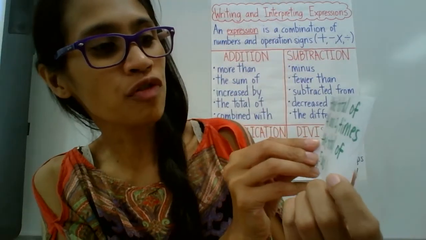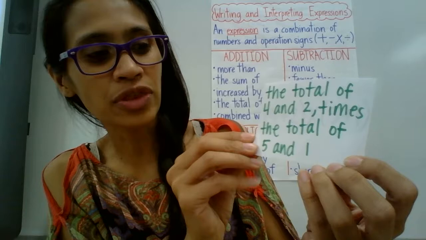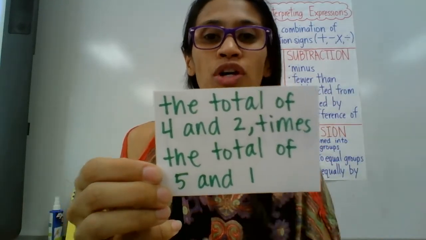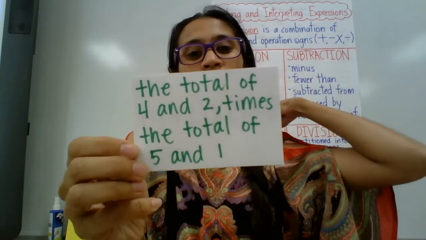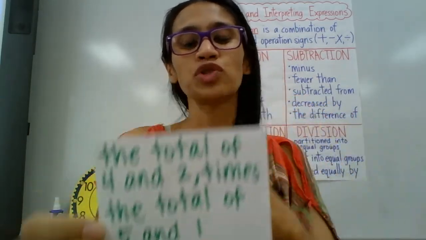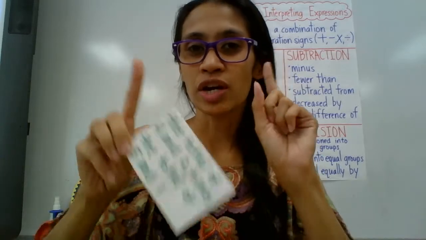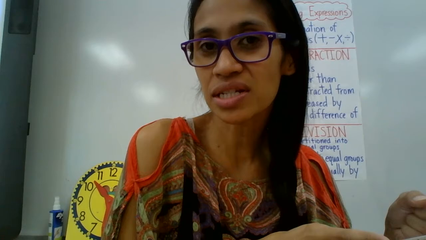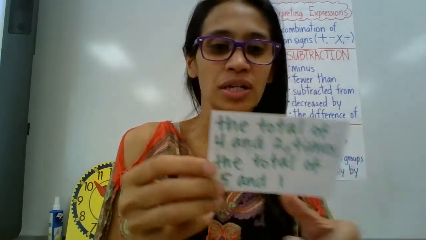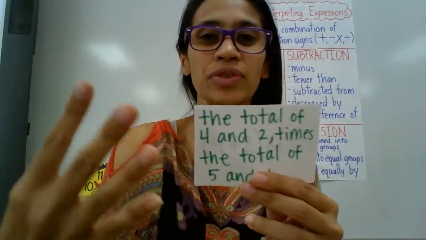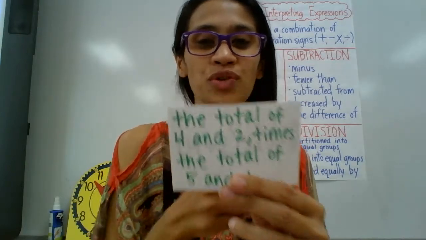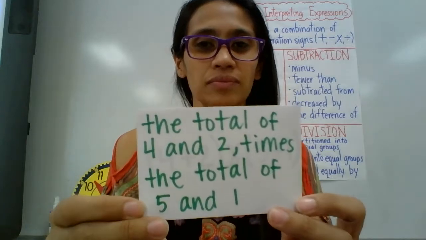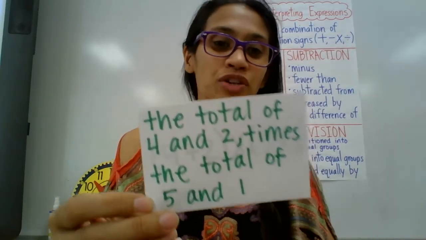The total of 4 and 2 times the total of 5 and 1. I'll read that again. The total of 4 and 2 times the total of 5 and 1. Now for this one, you have 2 sets of parentheses. So you have a parentheses around 2 numbers and an operation, and a parentheses around 2 numbers and an operation, and there's a symbol in between. So this one has 4 numbers, 3 operations, and then 2 sets of parentheses. But it's still so easy. Just look at your keywords.